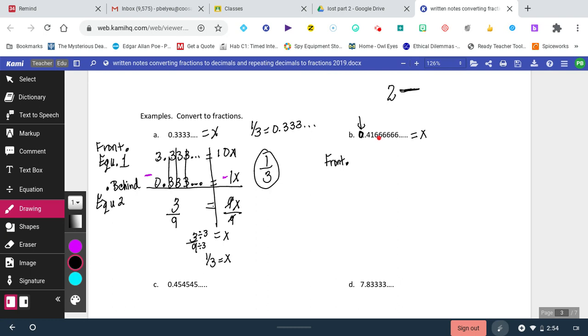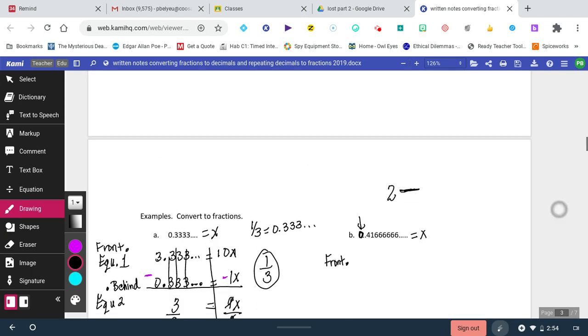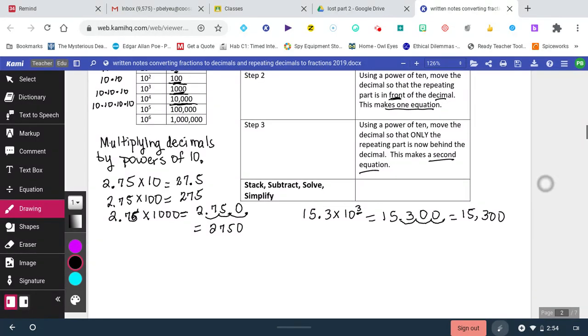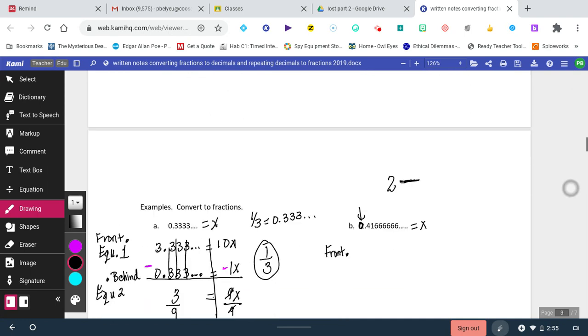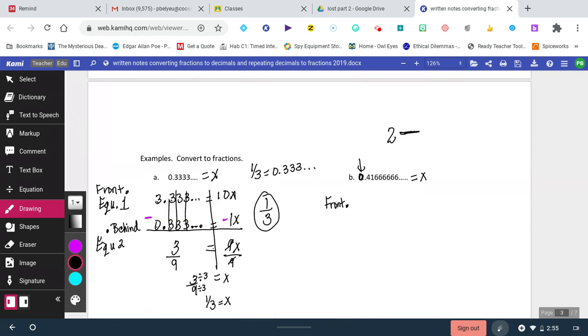Okay. So how many places do I need to move it to get it right there? 1, 2, 3. If you need to move a decimal 3 places to the right, what power of 10 are you multiplying by? Which one moves it 3 places to the right? Times 1,000. 1, 2, 3. So what I'm going to do is multiply both sides by 1,000. I'm going to multiply on this side by 1,000, and I'm going to multiply over here by 1,000.